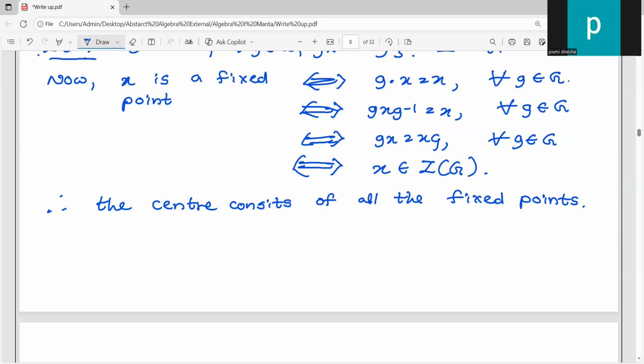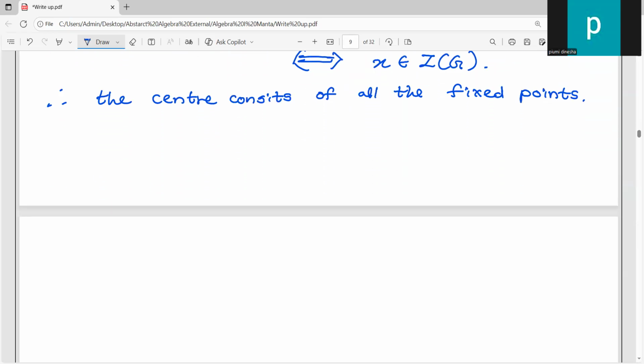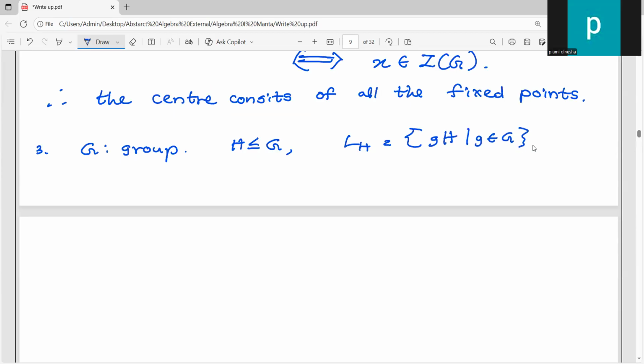Now, then we have the other group action, when G acts on the set of left cosets, which we started off with in the group action. Let's go over that one. Let's take G to be a group, H a subgroup of G, and let's denote by LH the set of left cosets of H in G.